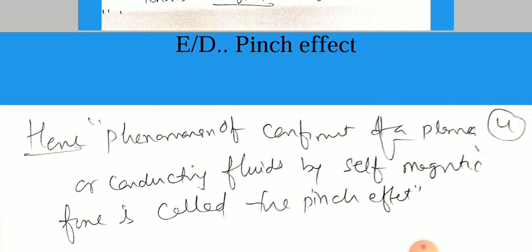This proves the conclusion that the phenomenon of confinement of plasma or conducting fluids by the self-magnetic force is called the pinch effect. So today we have discussed what the pinch effect is, what is responsible for it, what the direction of the magnetic force and pressure gradient is, and how it is used to produce magnetic confinement, like plasma in bottles.